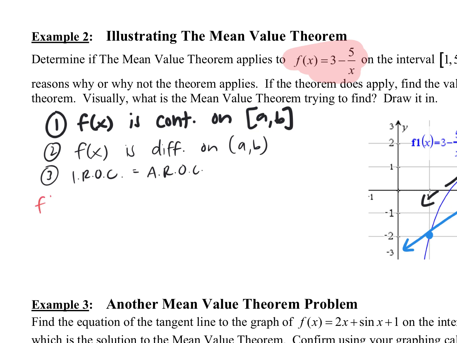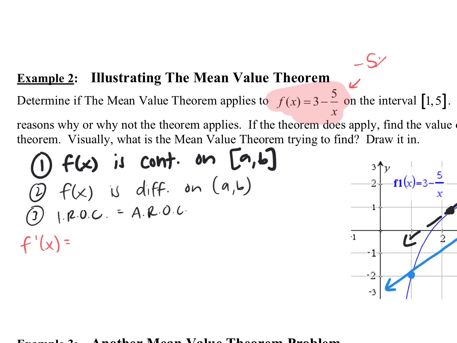So f prime of x is equal to, so taking the derivative of this up here, I could rewrite that as negative 5x to the negative 1. So my derivative would be positive 5x to the negative second, or 5 over x squared. Yes? So that is my instantaneous rate of change. That's my slope for any point on this curve if I plugged in the x value.